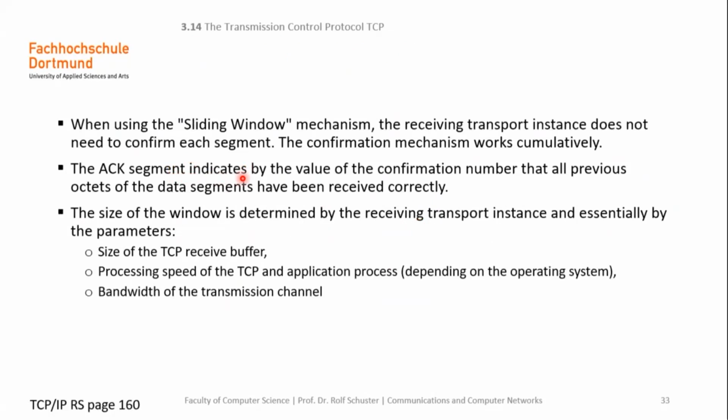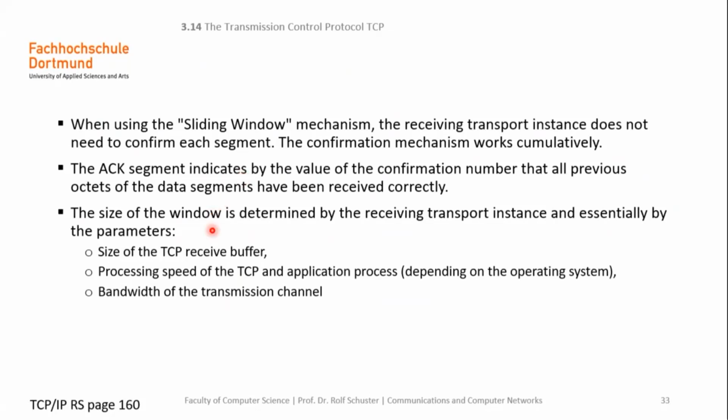Remember, the acknowledged number is specified by the receiver side of the communication. And the acknowledged number indicates which is the next octet that the receiver expects to receive, and implicitly this indicates that the previous octet numbers are already received and correctly stored in the receiver buffer.